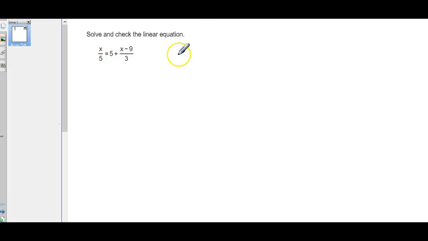So there's a 5, there's a 3. So my least common denominator here is 15. 5 times 3. They're both prime, so you just multiply them together. So I'm going to multiply on the left by 15 and on the right by 15. And when I do that, I got to remember that I'm going to have to distribute here.